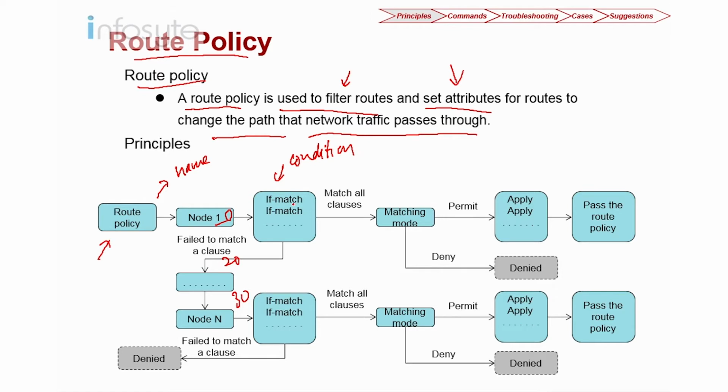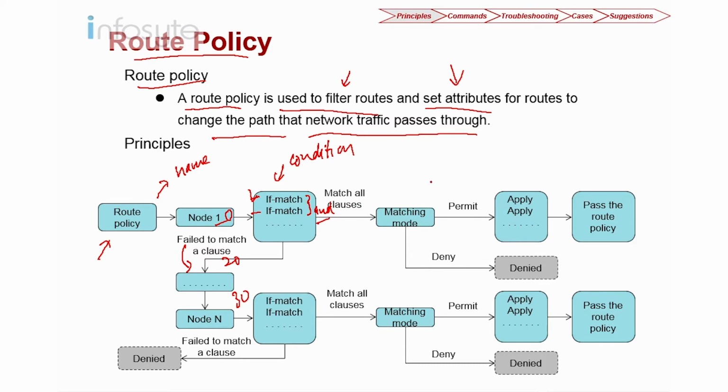So this is a condition for the matching. I can have one condition or I can have two conditions. If I have two conditions, then both conditions have to be matched, which means that this is an AND operator. So both of these have to be matched for it to be a matching clause. If you only match the first one and not the second one, then it will move on to the second node. So if I have two matches, it's an AND operator.